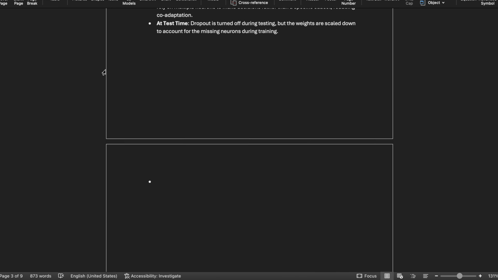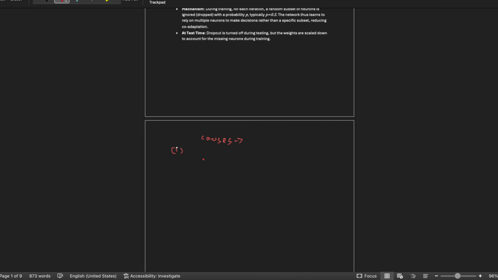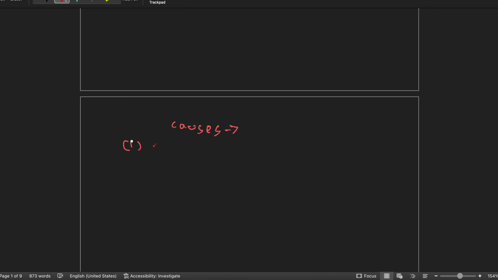So one of the biggest and major issues is our complex neural network.